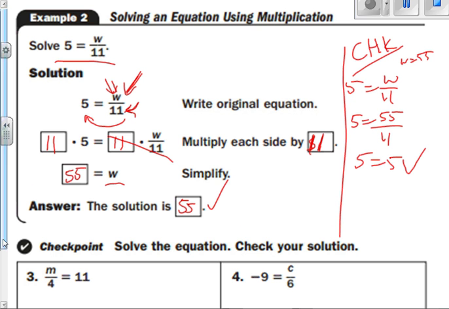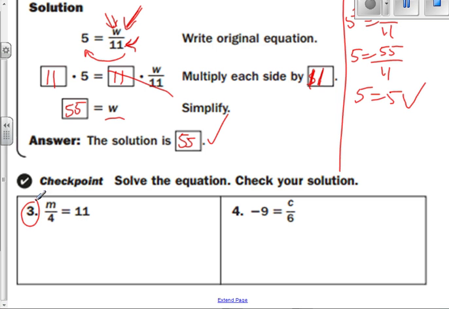So what I want you to do is pause the video. We have number 3, we have number 4. I want you to work through both of those. And then once you get an answer to those 2, start the video back up and we'll check our answers, okay?